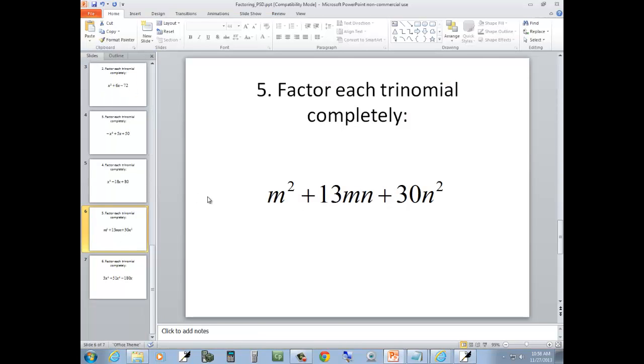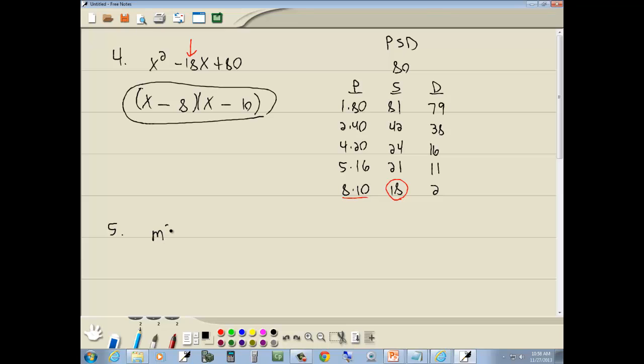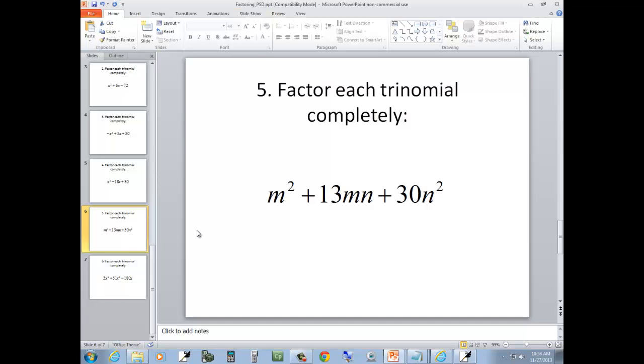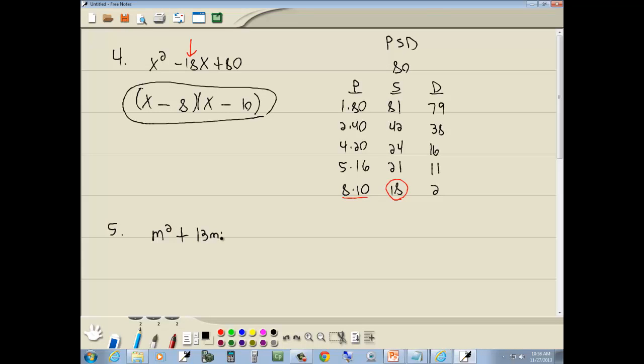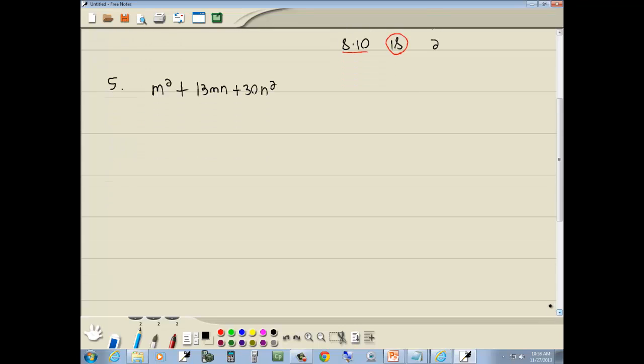Let's take a look at this one. We've got m squared plus 13mn plus 30n squared. Different variables, but still the same idea. There's no GCF, but if I look at this, I got m squared, m, no m, and there's no number in front of the m squared. That fits our pattern we've been looking for. So again, m squared, m, no number in front of our m squared.